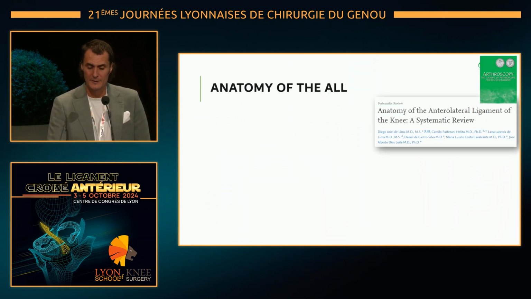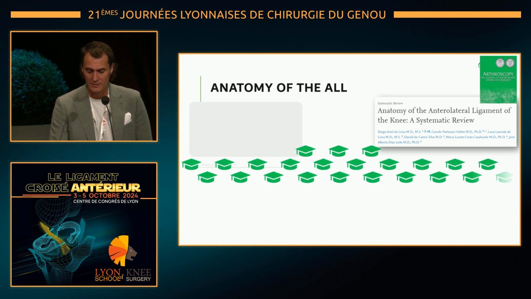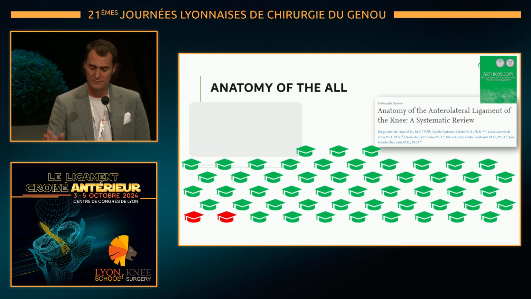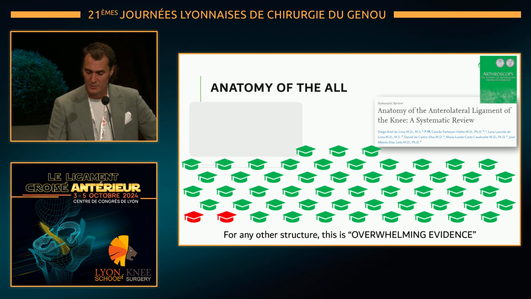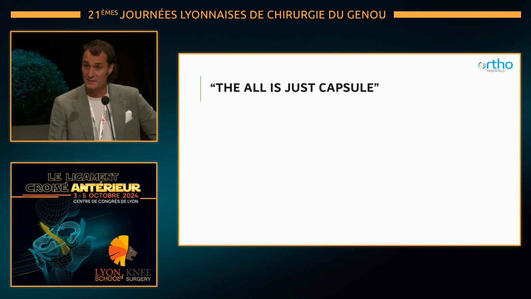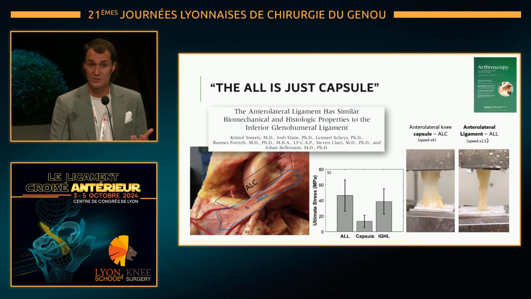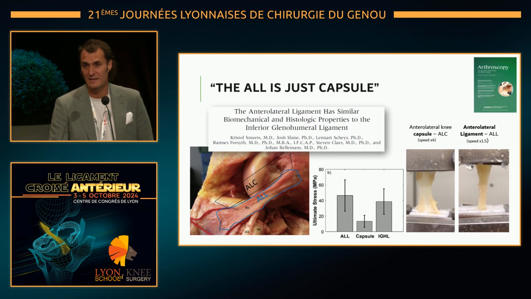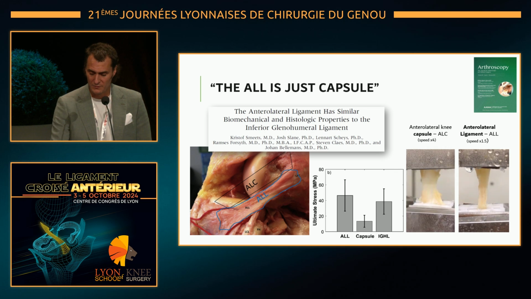At some point, there was a debate whether the ligament exists or not, and then Camilo came up with this beautiful systematic review, putting together all the literature available at that time: more than 50 publications on ALL anatomy, and only 2 publications could not find this ligament. So I think this is overwhelming evidence, of course, for the existence of it. It's also not just capsule; it's an anatomical structure that looks and acts like a ligament. This is what we have been proving in the lab.